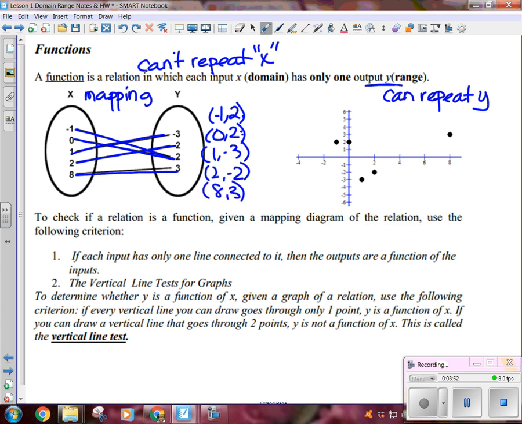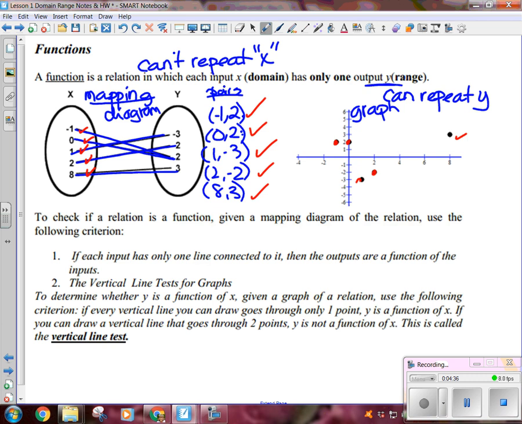Again, just like before, these are my coordinate pairs that go with those points represented in the mapping diagram, and over here I end up with the graph. Every point that's represented, those 5 points, is somewhere on the graph. Again, 0, 2, and then looks like -1, up 2. I have 1, -3. I have 2, -2. And then I have 8, 3. Again, every input has one line, one output. It's connected to one output, one output, one output, one output. Every x can only have one y.